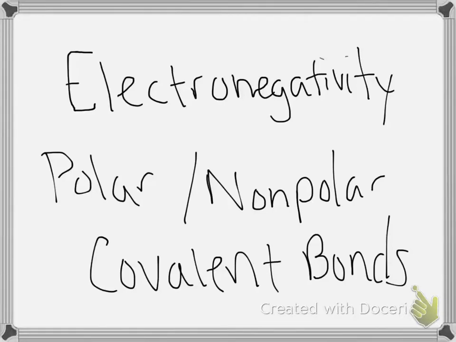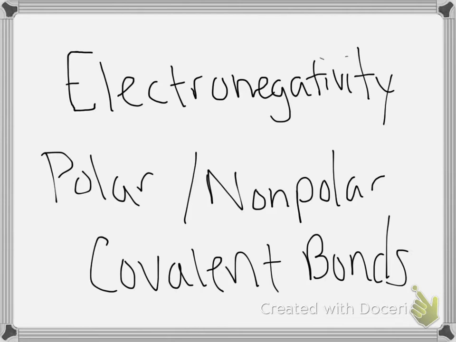Alright, the following video will cover electronegativity and how it's used to determine polar and nonpolar covalent bonds. As a reminder, when we talk about covalent compounds, we're talking about sharing of electrons. Now, initially we established that all electrons are shared equally with covalent compounds. Then you were introduced to electronegativity and told that that's not the case.